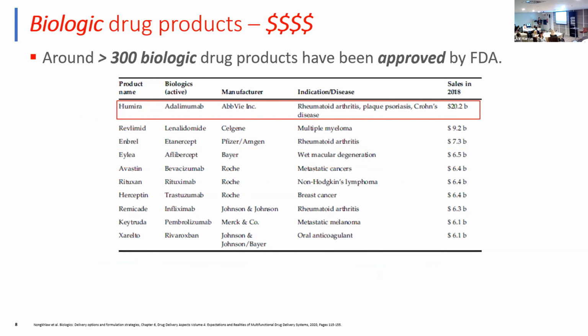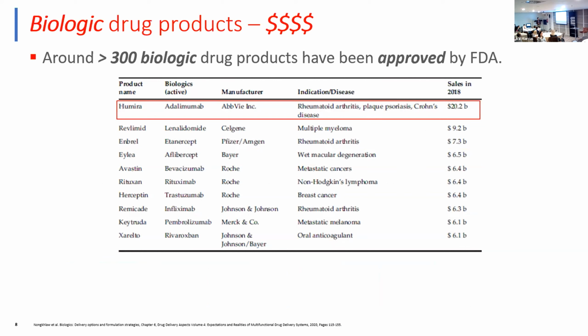So when you look at the amount of biologic drug products that have been approved in the past years, there have been more than 300 molecules in the market that were approved by FDA. And if you look into the market share, it's really huge. This is data from 2018, so it's not very recent, but just to give you an understanding of how much money is involved with the biologic therapies. And this is the revenue from 2018.